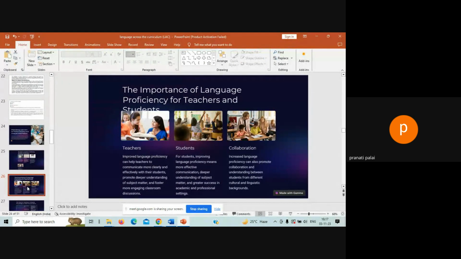and professional settings. Increased language proficiency can also promote collaboration and understanding between students from different cultural and linguistic backgrounds. So the teacher must create collaboration among the learners.